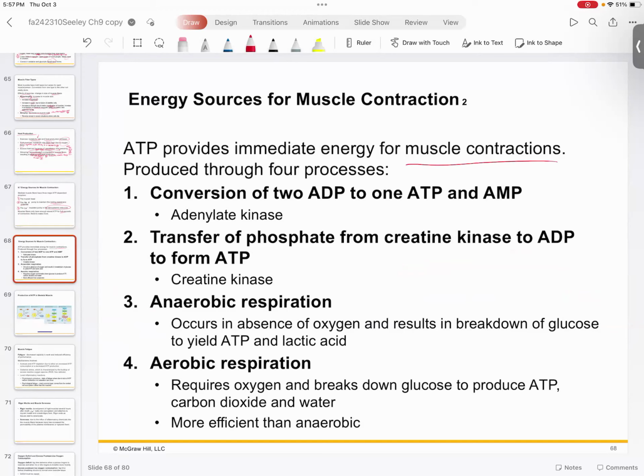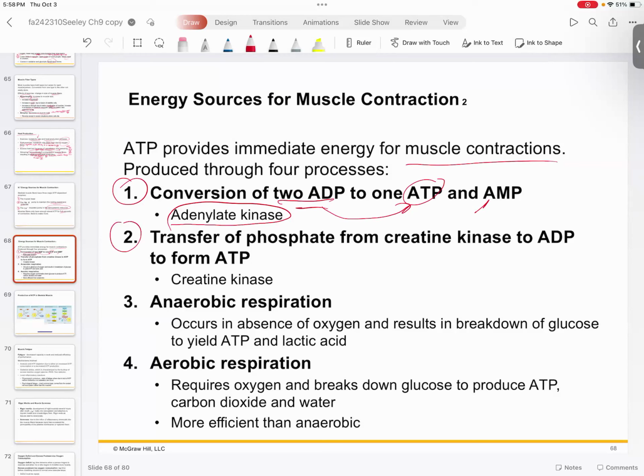So how do you produce it? There's a couple of ways to produce it. First of all, you can use an enzyme called adenylate kinase. What adenylate kinase will do is take two ADPs and convert them into one ATP and an AMP, which is adenosine monophosphate. So that's one way to generate ATP. It's kind of like a side hustle, if you will, for ATP production. It doesn't produce a lot of ATP, but it can produce a little bit in a pinch.